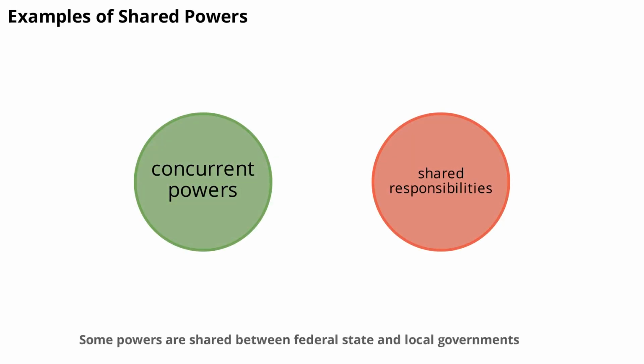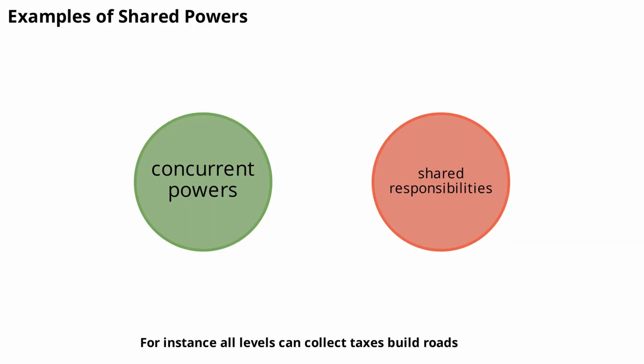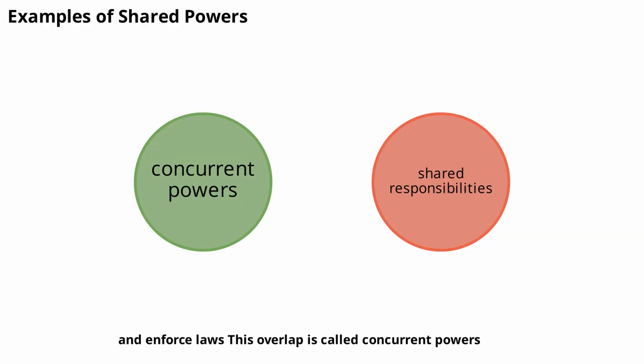Some powers are shared between federal, state, and local governments. For instance, all levels can collect taxes, build roads, and enforce laws. This overlap is called concurrent powers. By sharing responsibilities, governments can address issues more effectively and respond to the needs of their citizens.